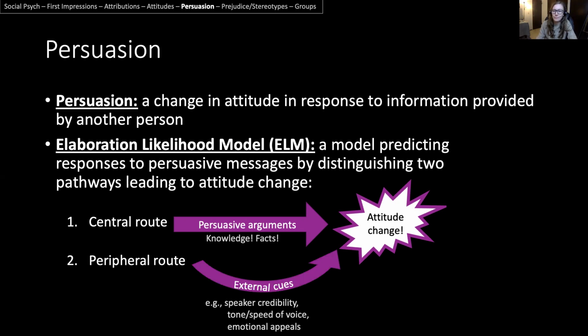Are they speaking with a confident tone of voice, or are they rushing and stammering? Maybe their tone of voice is going to persuade you to do a certain thing. Are they appealing to your emotions rather than facts? Maybe they're labeling you or trying to make you think about the people who are dying. Those kinds of emotional appeals. So that's also a route that could equally get people to change their attitudes, but it's a little bit external to the actual content of the argument.